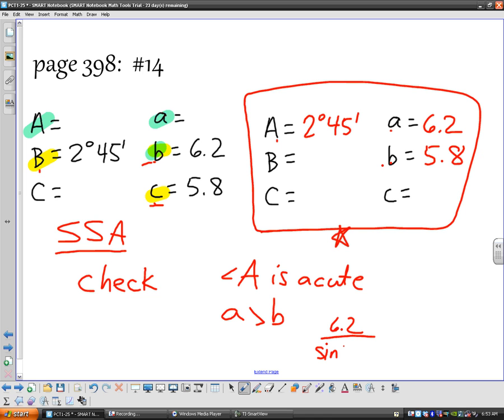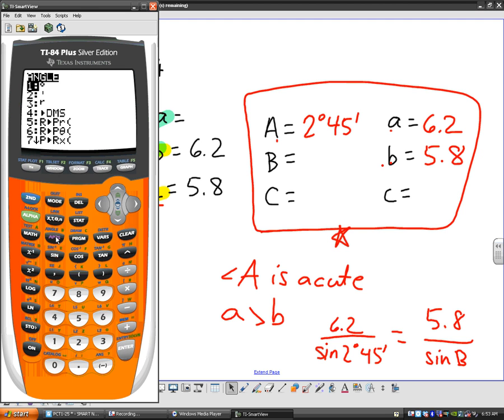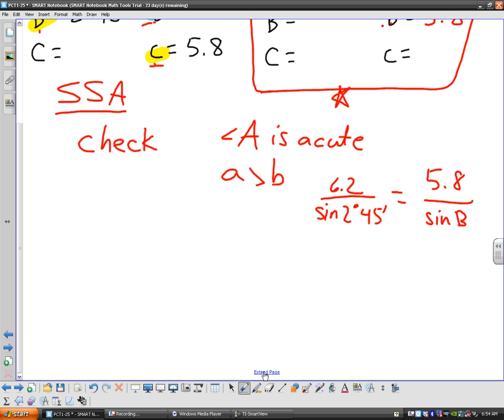6.2 divided by the sine of 2 degrees, 45 minutes, equals 5.8 divided by the sine of angle B. On my calculator, I'm going to type in 5.8 times the sine of 2 degrees, 45 minutes, divided by 6.2. And then I need to do inverse sine of that answer. And since the angle A that they gave me is in degrees and minutes, I'm going to convert this back to degrees and minutes. So let's just write 2 degrees, 34 minutes. So angle B is 2 degrees, what did I say, 34 minutes.